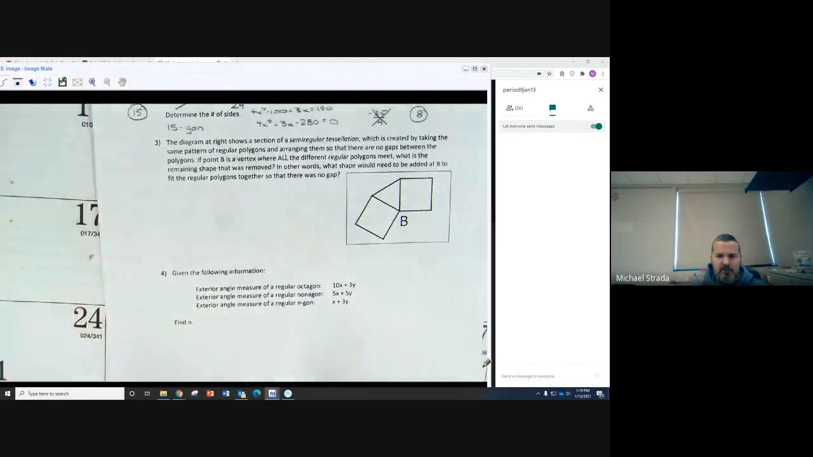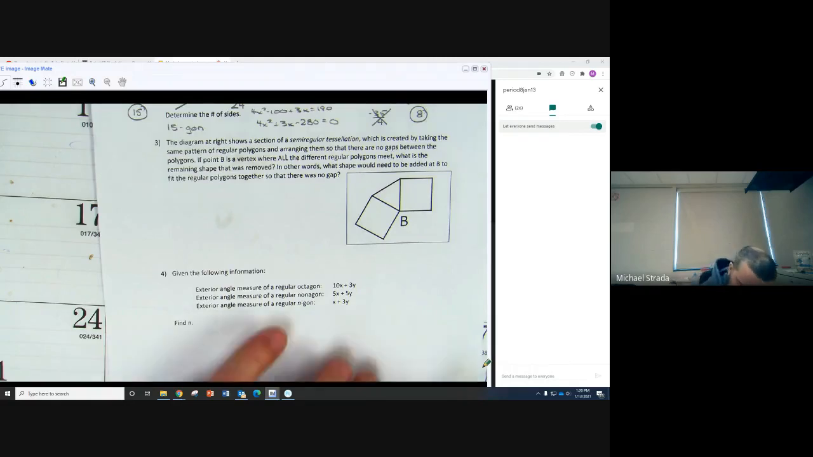The diagram at right shows a section of a semi-regular tessellation, which is created by taking the same pattern of regular polygons and arranging them so that there are no gaps between the polygons. If point B is a vertex where all the different regular polygons meet, what is the remaining shape that was removed? In other words, what shape would need to be added at B to fit the regular polygons together so that there is no gap.